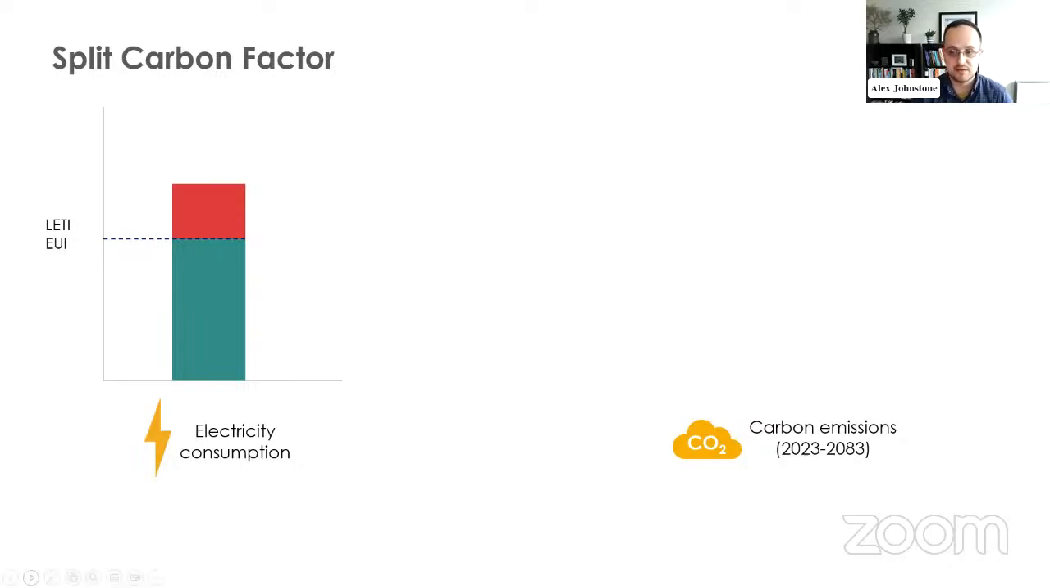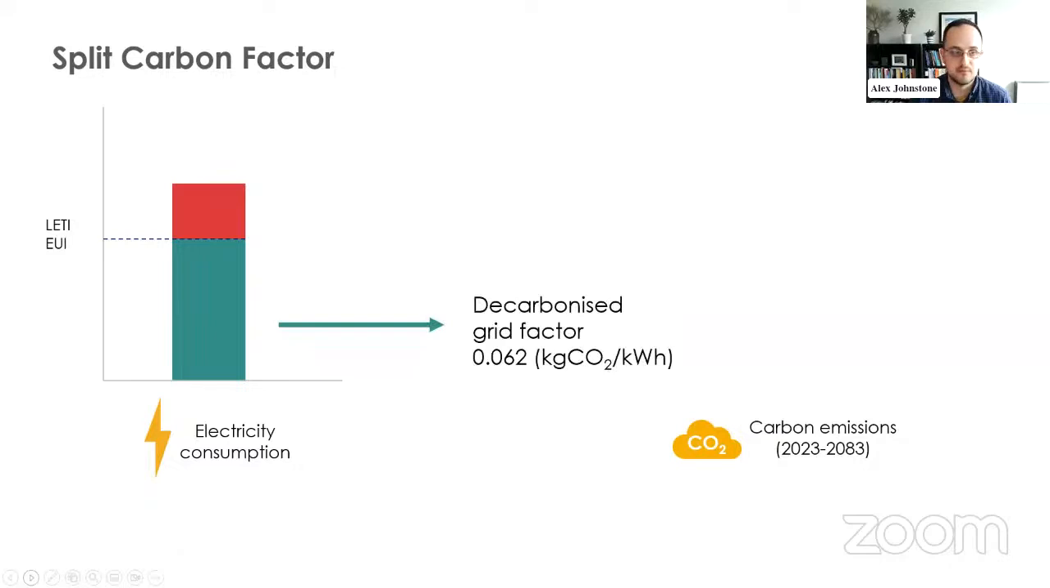So in the bar chart on the left, this shows a building's electricity consumption, a building that just uses electricity. And this building you can see is quite close to achieving a LETI EUI, but there is a portion of energy use above that EUI limit. So the energy use up to the EUI is shown in green, and the proportion above the EUI limit is shown in red. For the electricity consumption up to the EUI target, a decarbonised grid factor is used, as this is the energy that represents an equitable share of a future decarbonised grid.